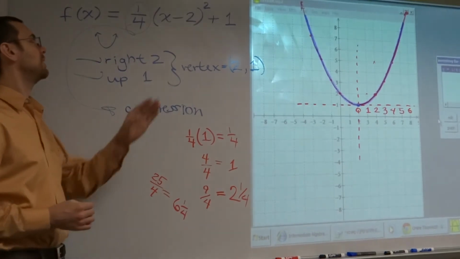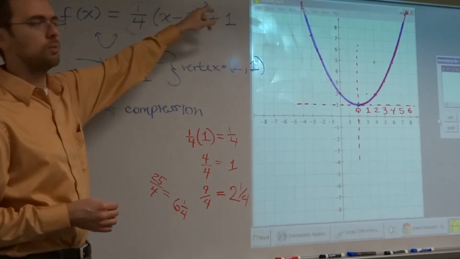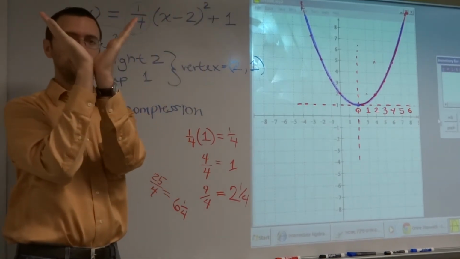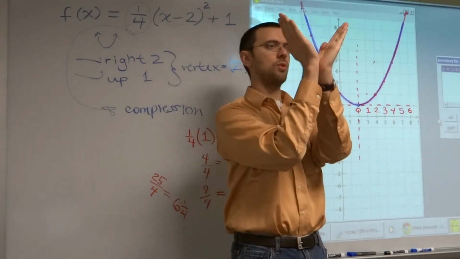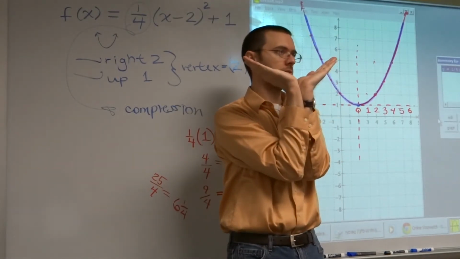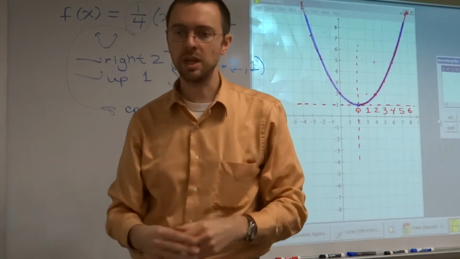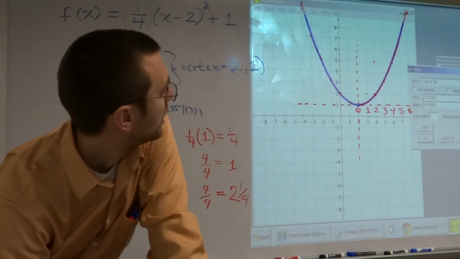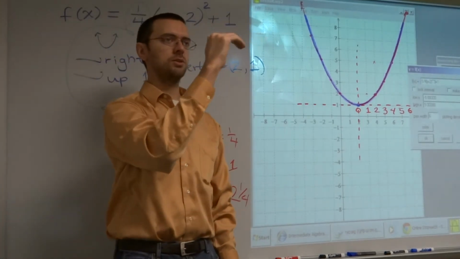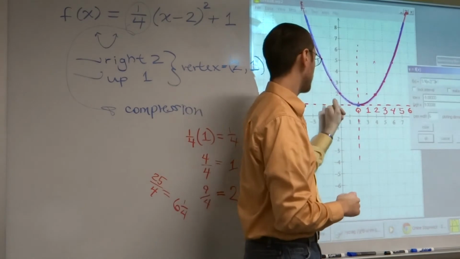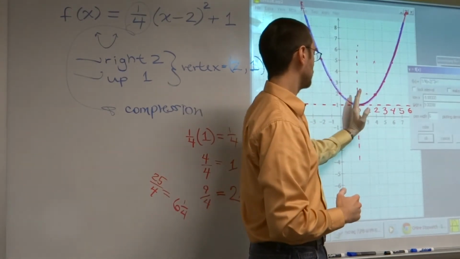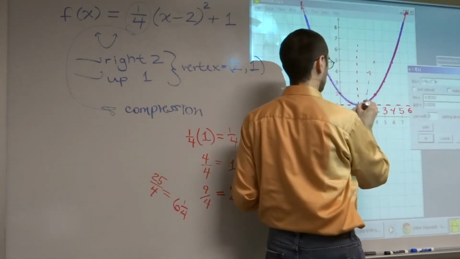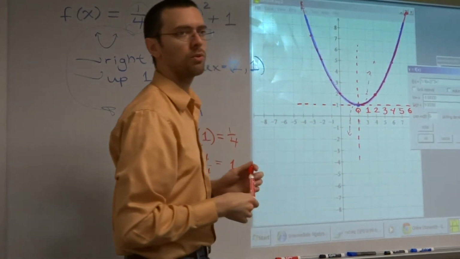It wouldn't have mattered if this had been absolute value instead of the squared. It would have been absolute value, shifted over, shifted up, and the 1/4 would have made it compressed. Doesn't matter what the shape is. Even if I had made this, say, x cubed, we showed you x to the third earlier. Remember it's that funny little shape like this? If I take that shape, right 2, up 1, it would look kind of like this. But the 1/4 is going to make it look flatter.